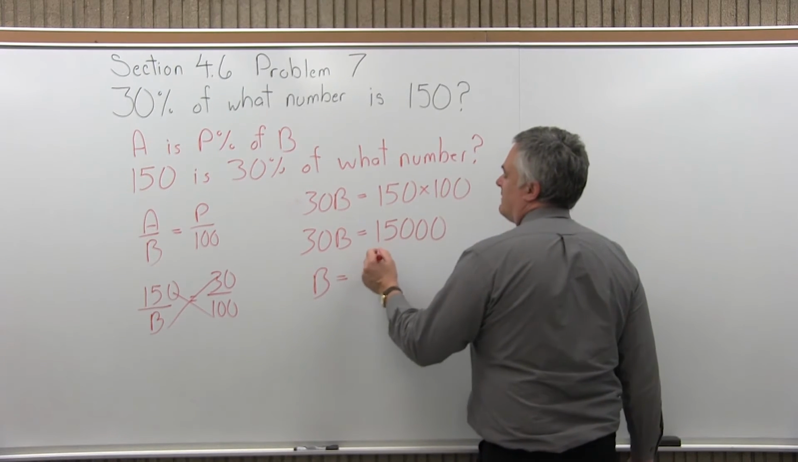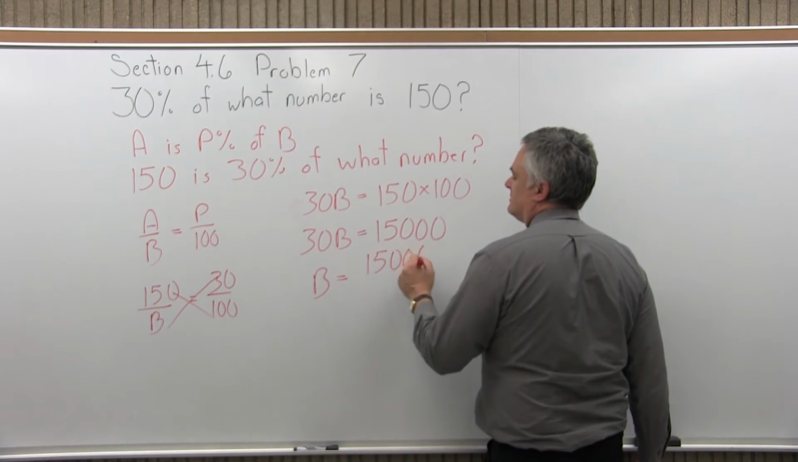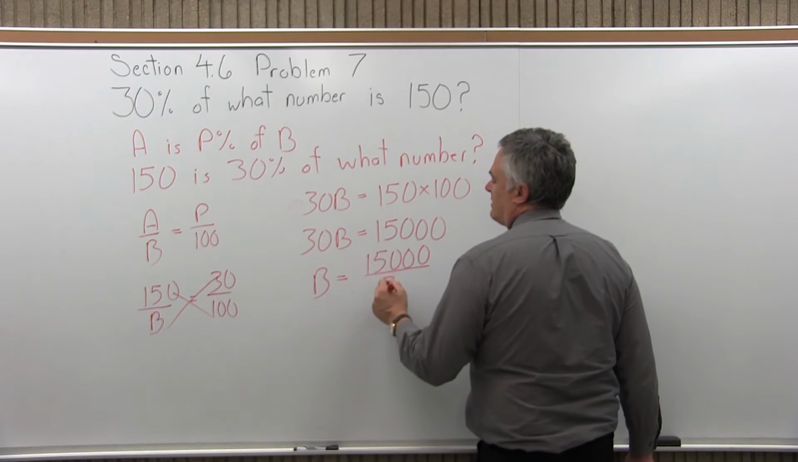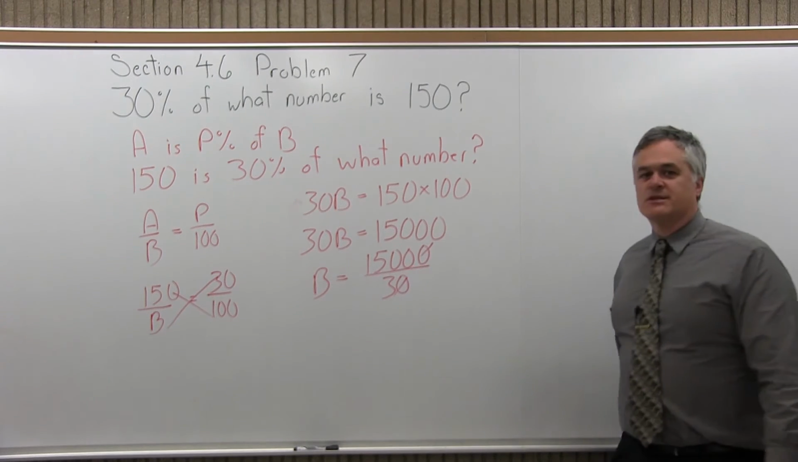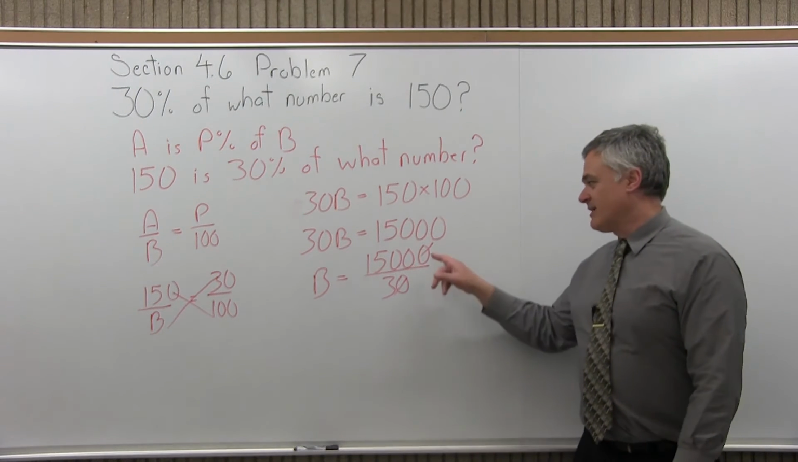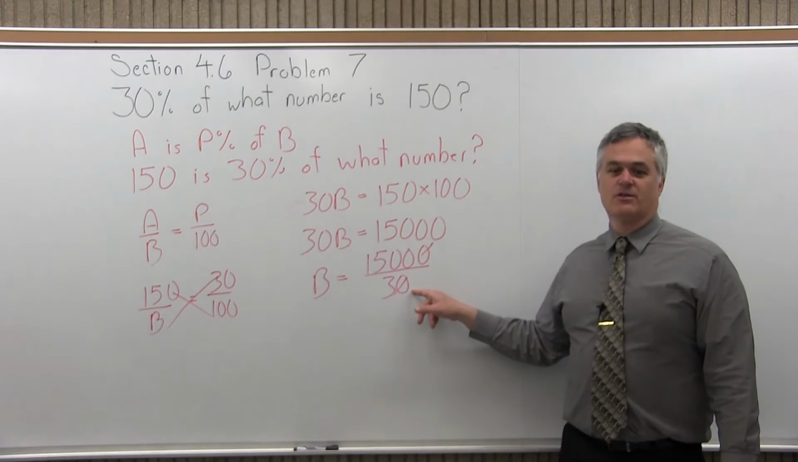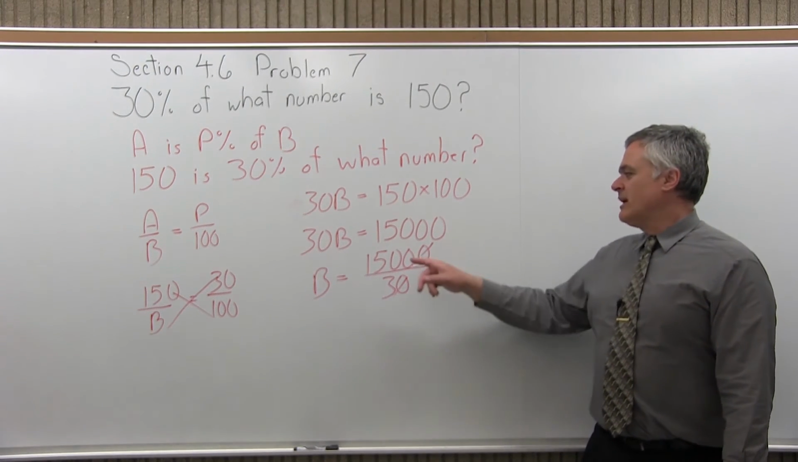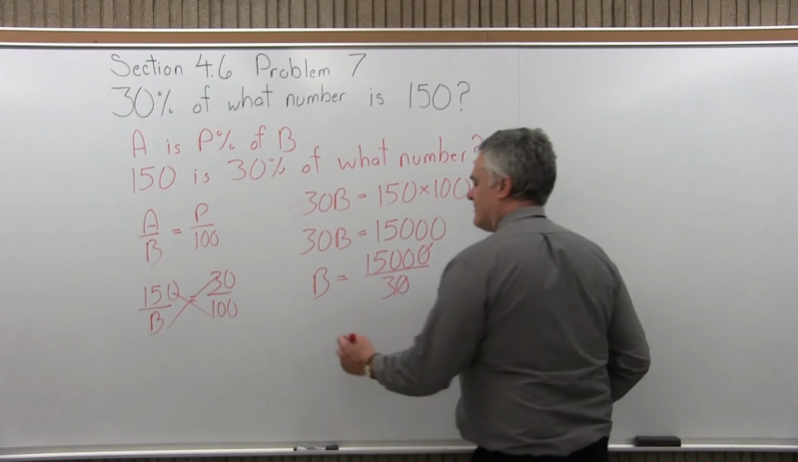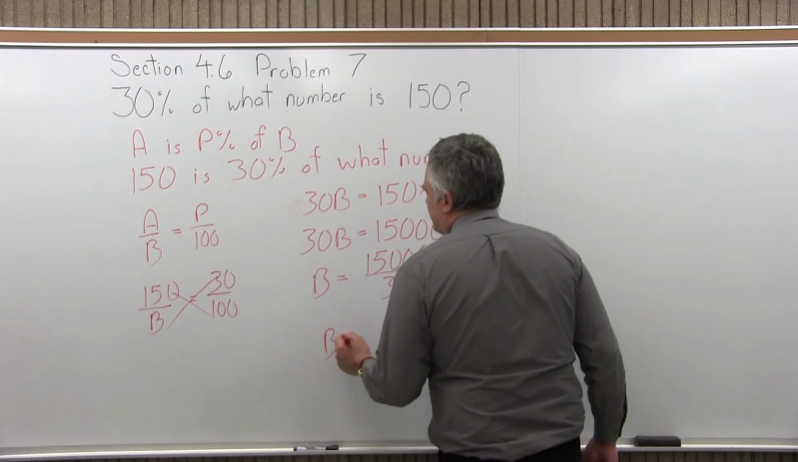Now, to solve for B, divide away the number that's multiplied with it. So B will be 15,000 divided by 30. Now, because they both end in 0, I can cancel the 0 right away. Essentially, I'm just dividing 10 into the numerator and dividing 10 into the denominator. 10 goes in evenly. Essentially, we just kill the zeros. We have 1,500 divided by 3. I can see that easily enough.